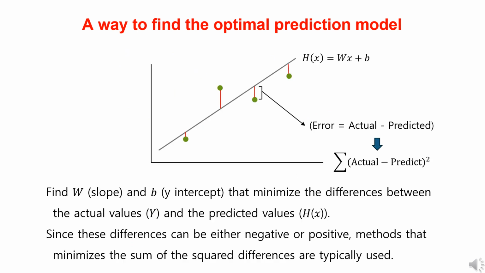As shown in this slide, finding the optimal prediction model means determining the slope and y-intercept of the prediction model, hx, that minimizes the errors, which are the differences between the predicted values and the actual values for all 4 data points. However, since these differences can be either negative or positive, methods that minimize the sum of the squared differences are typically used.